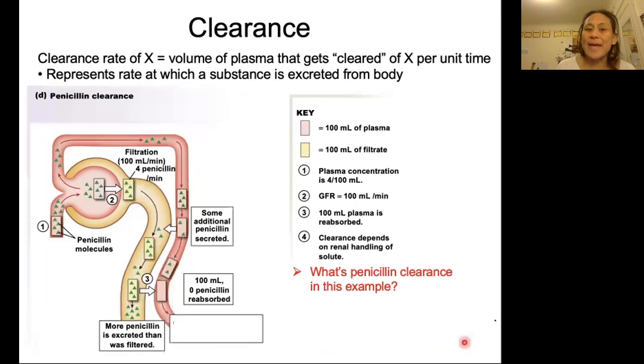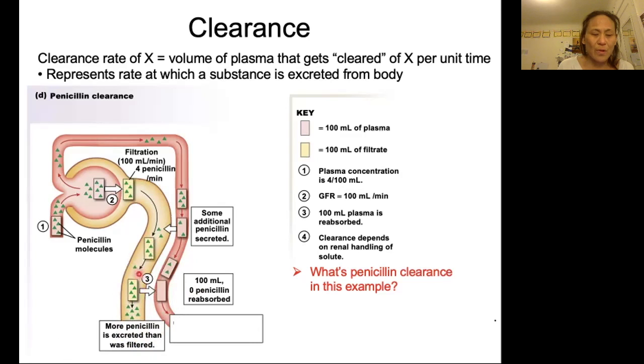Last example here, penicillin, okay? So penicillin, again, we're going to start with that same concentration, 4 in this box of 100 milliliters of plasma. That plasma is going to filter into the tubule. And then what happens is that we actually end up secreting additional penicillin into the filtrate here, okay? So at the end, we end up not reabsorbing any penicillin, and we end up excreting actually more penicillin than was originally filtered.